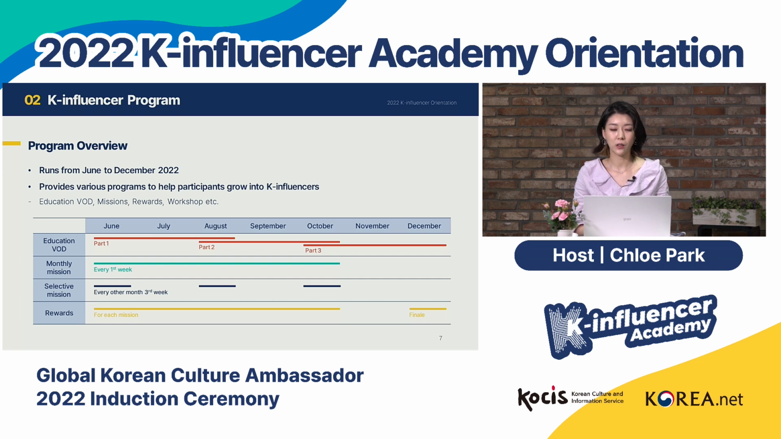And the fourth part of the program is the rewards. Rewards will be given to the members who have achieved a high score based on our criteria. I will talk about how we give out the scores for each mission in the latter part of the presentation, where we cover the Google class. For each mission, there will be different rewards given to our K-influencer members. It will start from June to October, and there will be a final reward in December, which is a surprise, so I'll announce it in the latter part of the presentation.